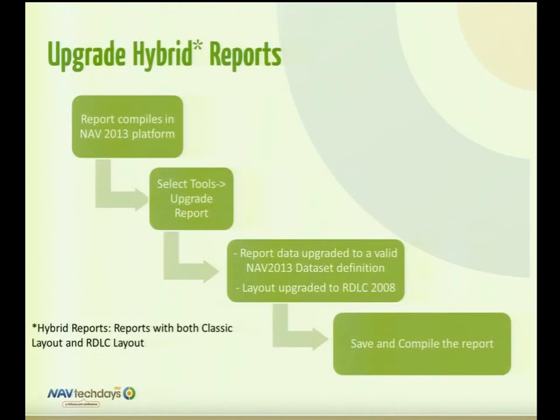And let's take the path, how it looks, what you would do if you do an upgrade of a report. So if you have a hybrid report, first of all, it must be compilable in 2013. What you do is you go to Select Tools, Upgrade Report. Report data upgrades to the 2013 dataset definition, and layout is upgraded to RDLC 2008. Afterwards, you have to do a compiling of the object. It will stay uncompiled afterwards.